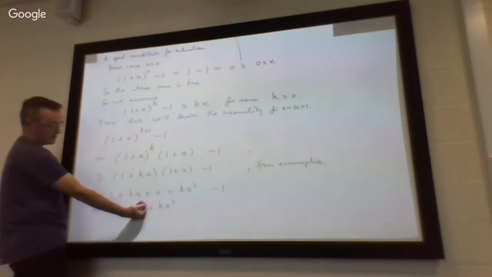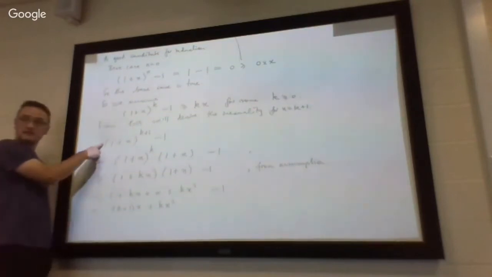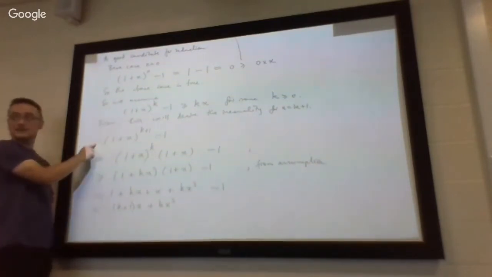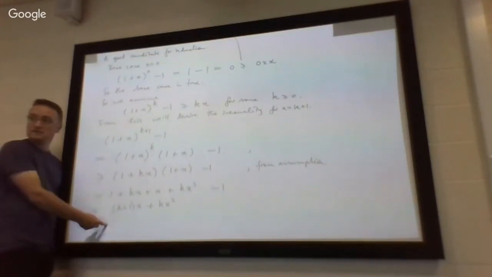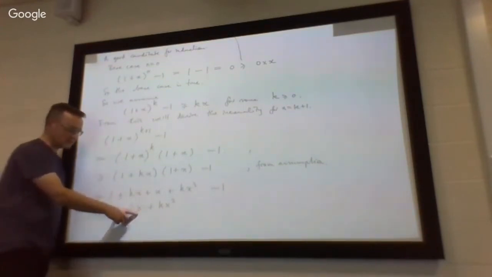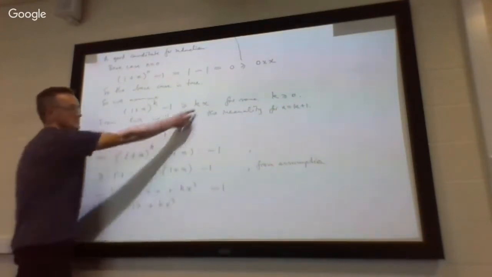I'll either have to divide the left-hand side by x to compensate, or keep this x in the denominator there. So I want to do as little as possible to this, because I don't want to destroy this nice thing, because that's exactly what I want.